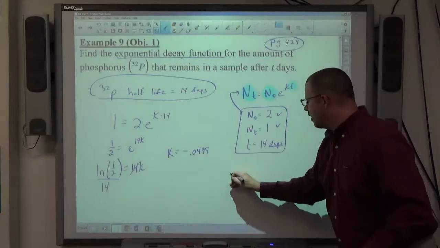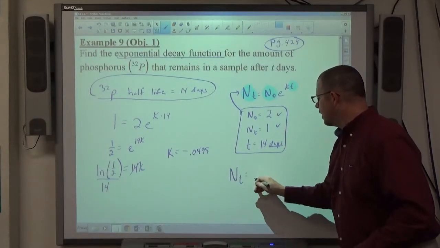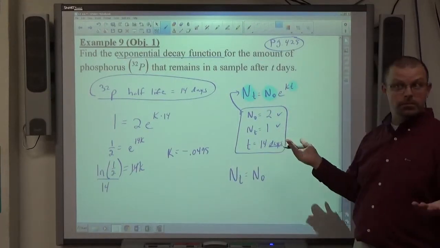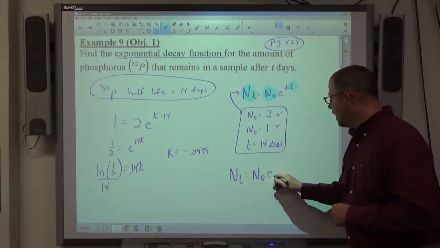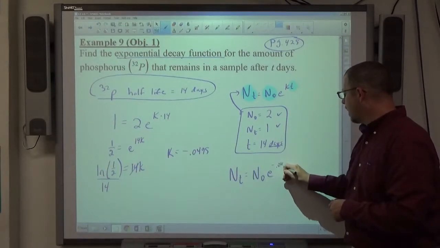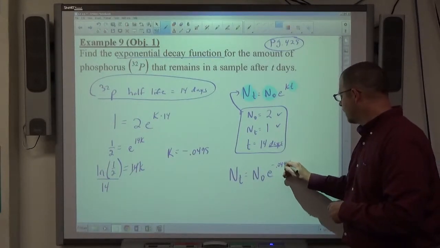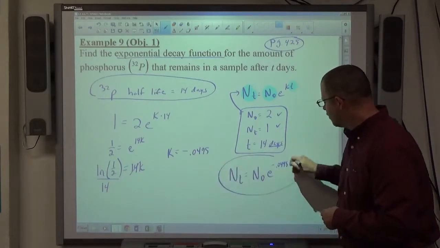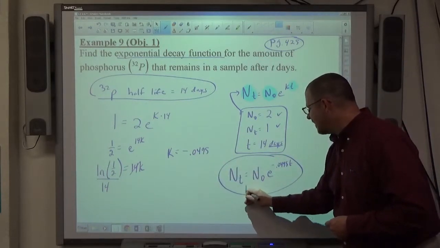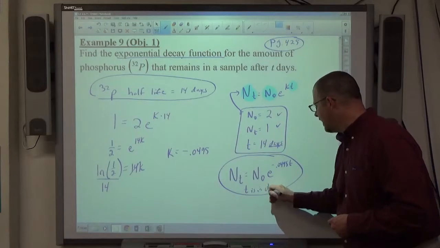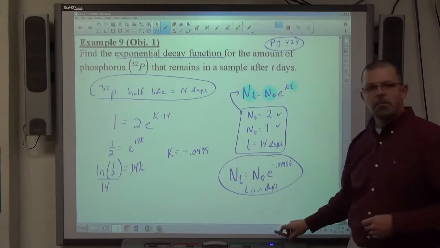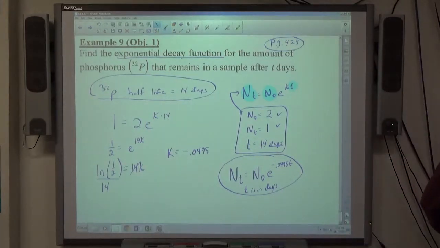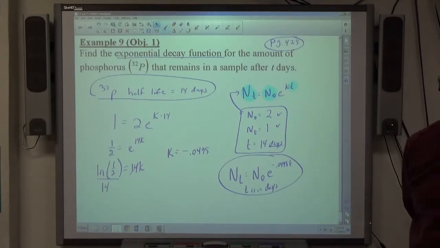So the final amount of phosphorus 32 is going to equal the initial amount, which we don't know yet, but we can make up anything we want to, e to the k, which is negative 0.0495 times t. There's my exponential decay function, and I'm going to specify that t is in days. Make sure you identify that whenever you make these functions. How is t being measured? Because again, that does matter a lot.